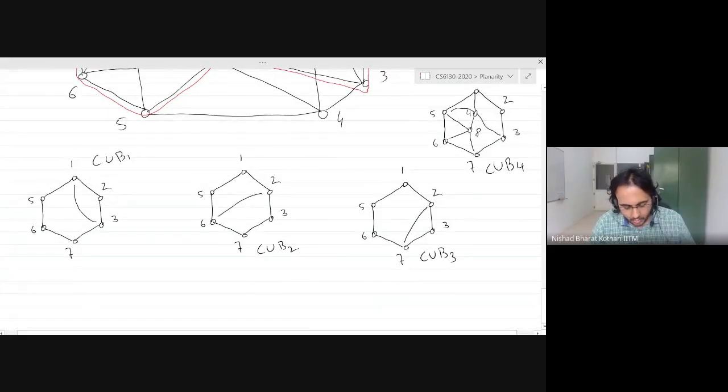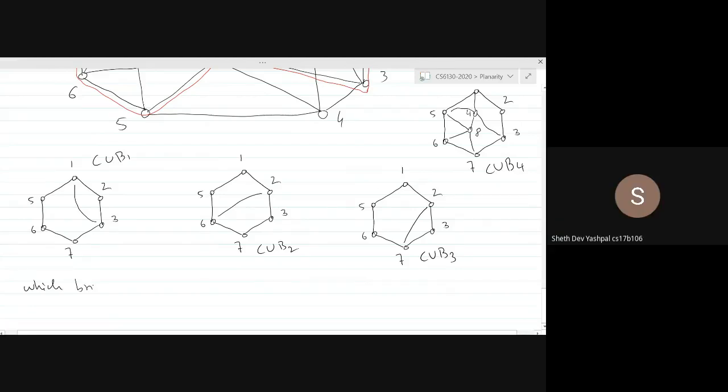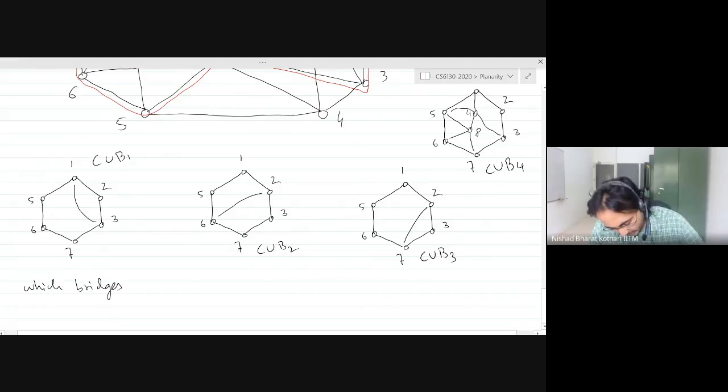So which bridges can go into the same side of the cycle? That is the question. Remember, the inside and outside are the same thing, right? So if you can draw a bridge inside, then you can also put the same bridge outside, so long as you don't put in the other bridges. B1, B4 can go in and B2, B3 can go out. Okay, let's look at that. Which bridges avoid each other?